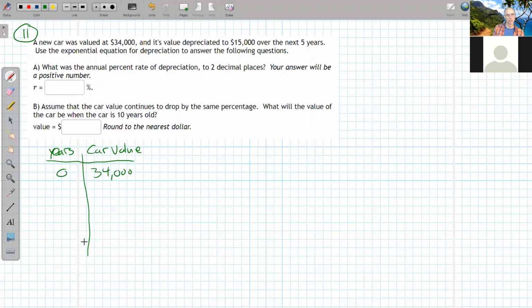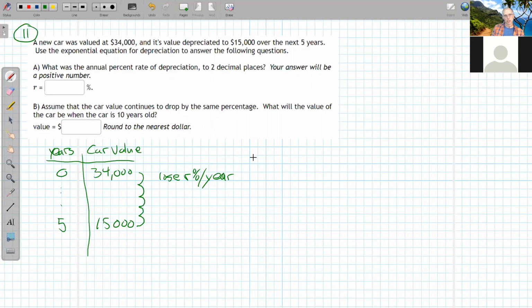So that would be no time has gone by, right? We just got it. And then 5 years later, so dot, dot, dot, down the road here, 5, it ends up being worth 15,000. And we're considering that over time, right? 1, 2, 3, 4, 5 years later, we have this rate of depreciation where we lose R percent per year. And we got to figure out what that value of R is.